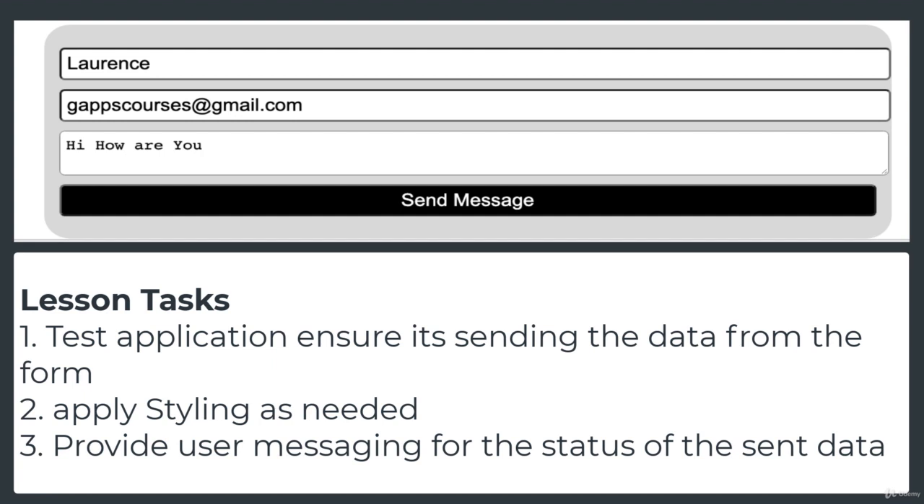Final tasks for this lesson are to try out the application, make sure it's sending the data from the input fields from the form, and that you're able to receive the proper form information within the spreadsheet or just within the email, depending on how you've set it up. Apply the styling to the web form as needed, and also make sure that the user has the proper messaging so that they know what is happening with the form when the data is being sent and the status information.